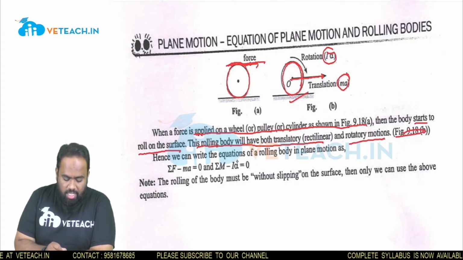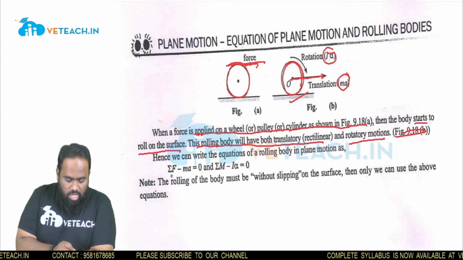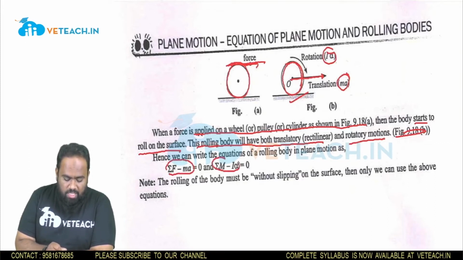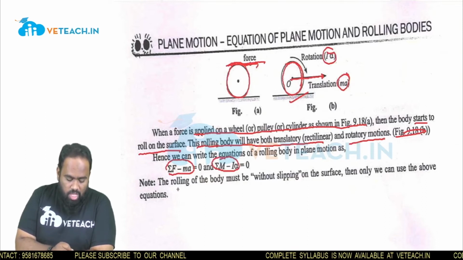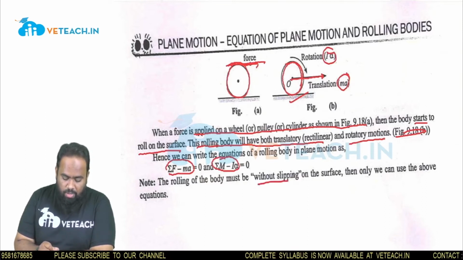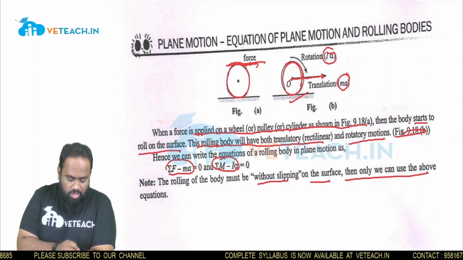Hence, we can write the equations of a rolling body in plane motion. Algebraic sum of the forces minus ma for linear, and algebraic sum of the moments minus I alpha for rotary, is equal to 0. Note, the rolling of the body must be without slipping on the surface. Then only we can use the above equations.